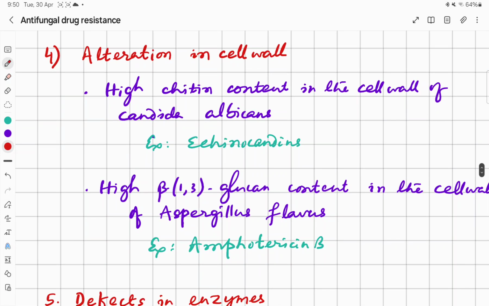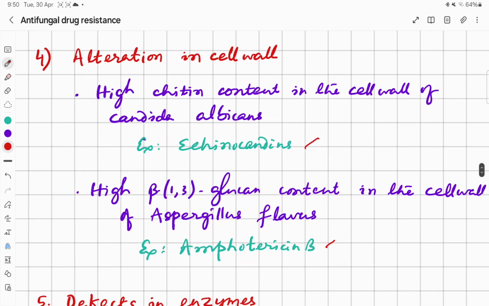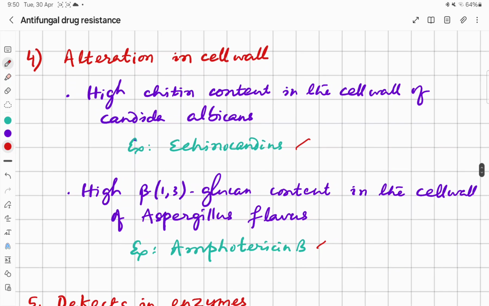Then alteration in cell wall. Alteration in cell membrane causes the resistance to polyene antibiotics and azoles, and alteration in cell wall can also cause resistance to echinocandins and amphotericin B or polyene antibiotics. High chitin content in the cell wall of Candida albicans causes resistance to echinocandins. High beta-1,3 glucan content in the cell wall of Aspergillus flavus causes the resistance to amphotericin B.